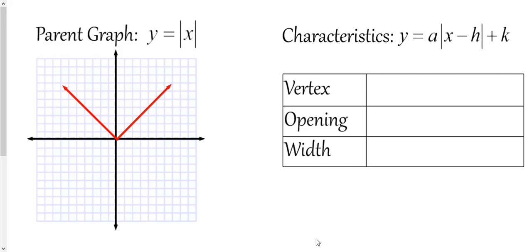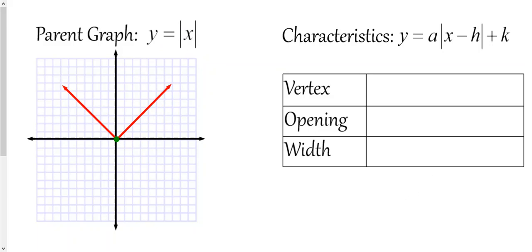So we're going to talk about what the parent graph of an absolute value function looks like first, and I have it graphed over here. It is a V-shaped graph, and the vertex, the corner point, is at 0, 0. And that's an important point we're going to touch on in a little bit. But this is our parent graph, y equals the absolute value of x.